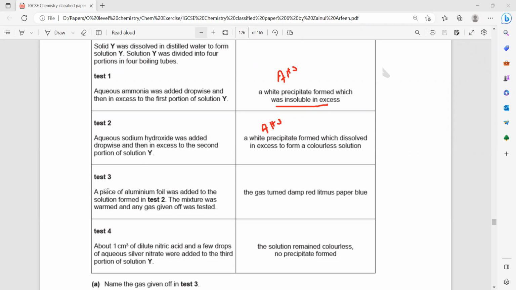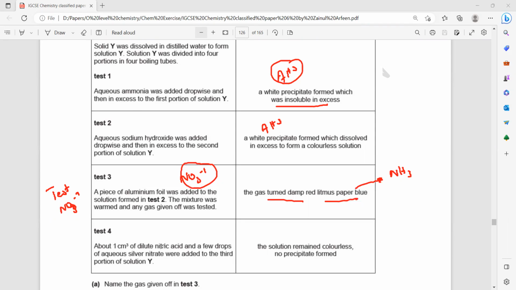Then sodium hydroxide and aluminum foil, this is a test for nitrate ion. To test the nitrate ion, we add aluminum foil and then heat. What we observe is that red litmus paper turned blue. If red litmus paper turned blue, the gas given off is ammonia, and the ion present in the solution is nitrate ion. So one test shows there's an aluminum ion, another shows there's a nitrate ion. So it shows that this is aluminum nitrate.